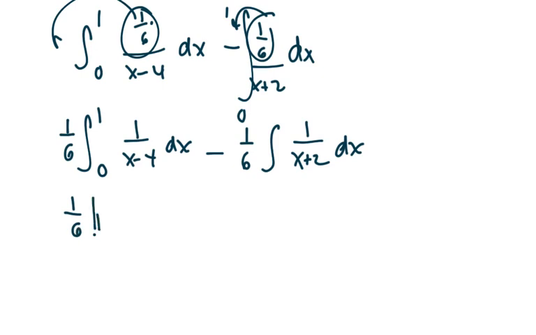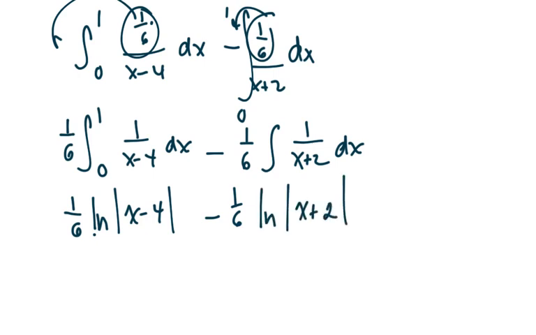So it's 1/6 ln, absolute value is important. And over here you have 1/6 ln, absolute value is important. And I'm not going to write the plus c because we're going to evaluate that. It's a definite integral, so we don't need to write down the plus c's. Now you don't have to do this, but I'm going to do this because it's easy. Because both of them have a 1/6, we can factor that outside.